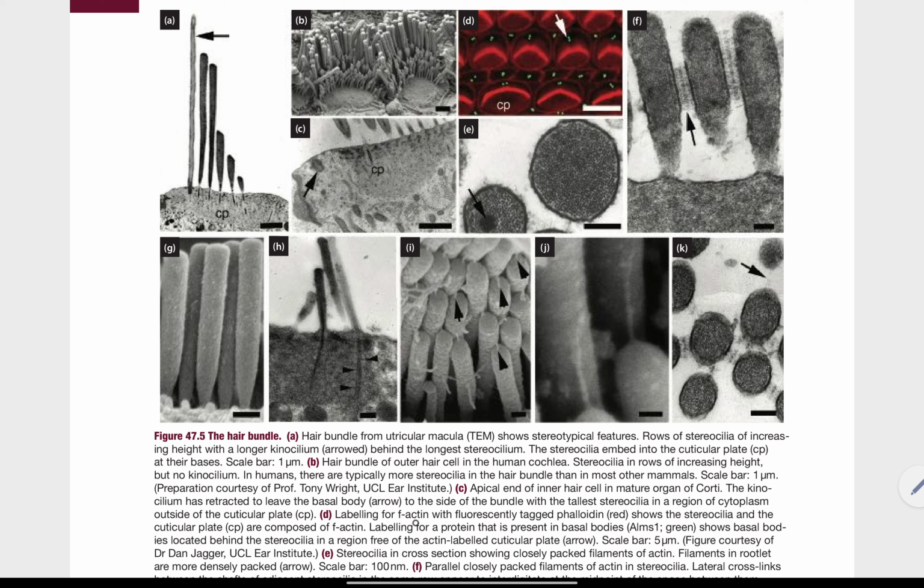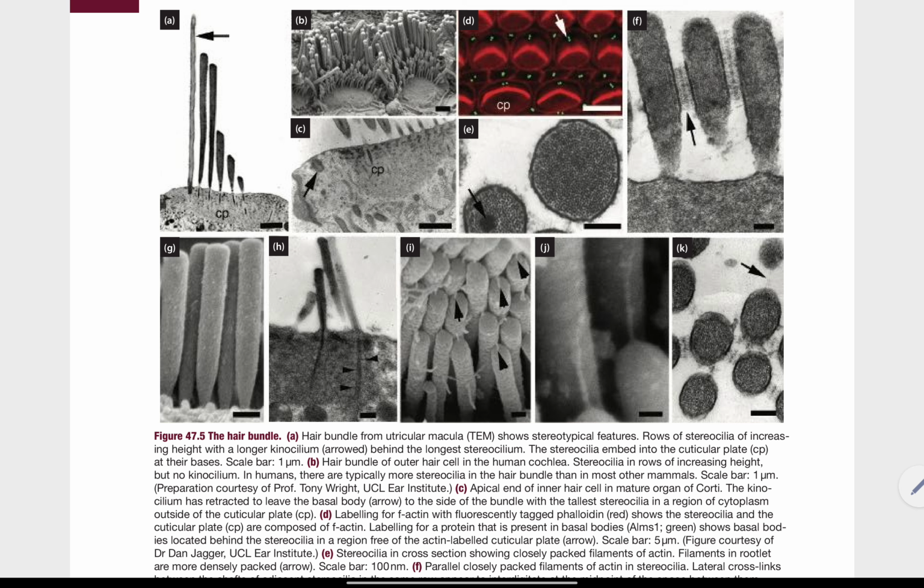D. Labeling for F actin with fluorescently tagged phalloidin, red, showing the stereocilia and the cuticular plate CP are composed of F actin. Labeling for a protein that is present in basal bodies shows basal bodies located behind the stereocilia in a region free of actin labeled cuticular plate, arrow. Scale bar 5 μm.